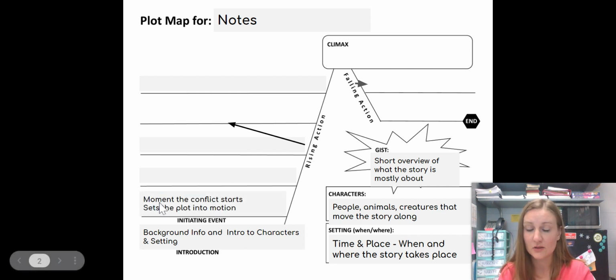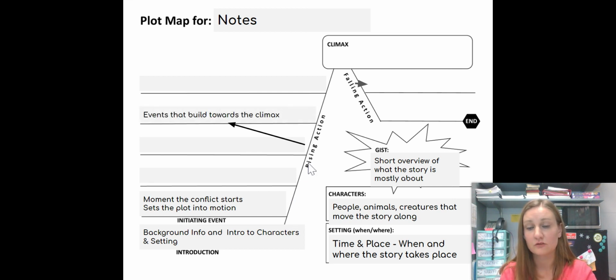Initiating event is the moment the conflict starts, it sets the plot into motion. The word initiate means to start. So if you remember, initiate means to start, that should help you with your understanding of what an initiating event is. The rising action are all of those events that help build towards the climax. The plot, the events are getting more intense, the problem is getting worse. We're working our way up to that climax.